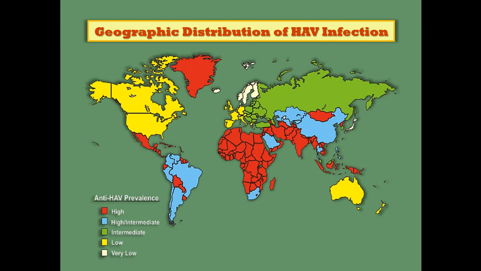While in the intermediate regions, here in the green color, more than 50% of the people have immunity by the age of 15 years. While in the low areas like North America, West Europe and Australia, about 50% of them have immunity by the age of 30 years, and in Northern Europe, like the Scandinavian countries, which are very low in prevalence of hepatitis A virus, less than 50% will have immunity by the age of 30.